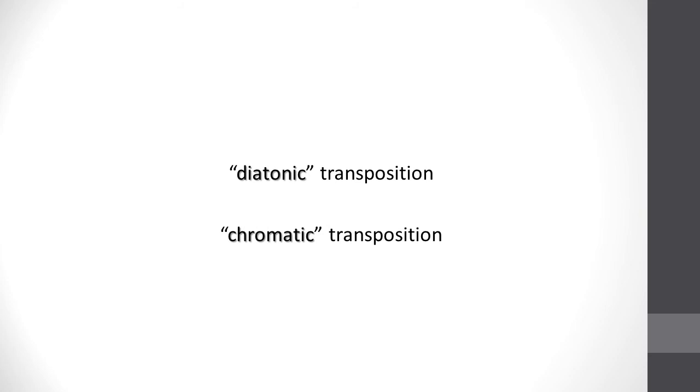When the motif is transposed but continues to use pitches found in the key of the piece, it is called diatonic transposition. When the motif is transposed but uses pitches not found in the key of the piece, it is called chromatic transposition. Diatonic and chromatic will be explained in more detail in the next video.